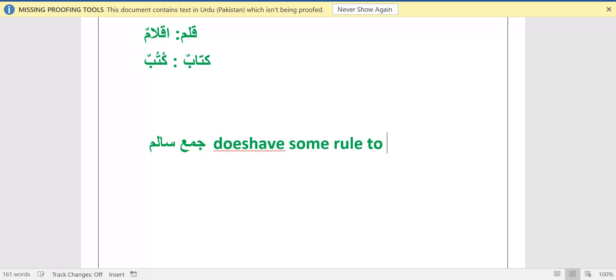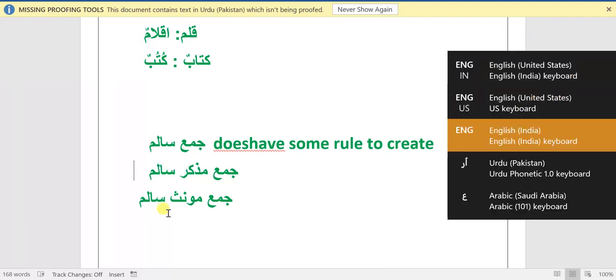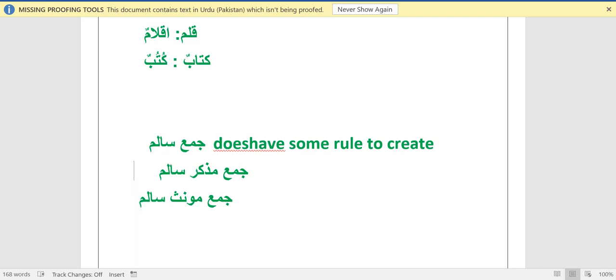Some rule to create. But jama salim are of two types. One is jama muzakkar salim for muzakkar words, and another one is jama muannas salim for muannas words. The rule for creating jama salim from a muzakkar word is to add waw noon, noon having fatha, or ya noon, noon having fatha, on any wahid word.